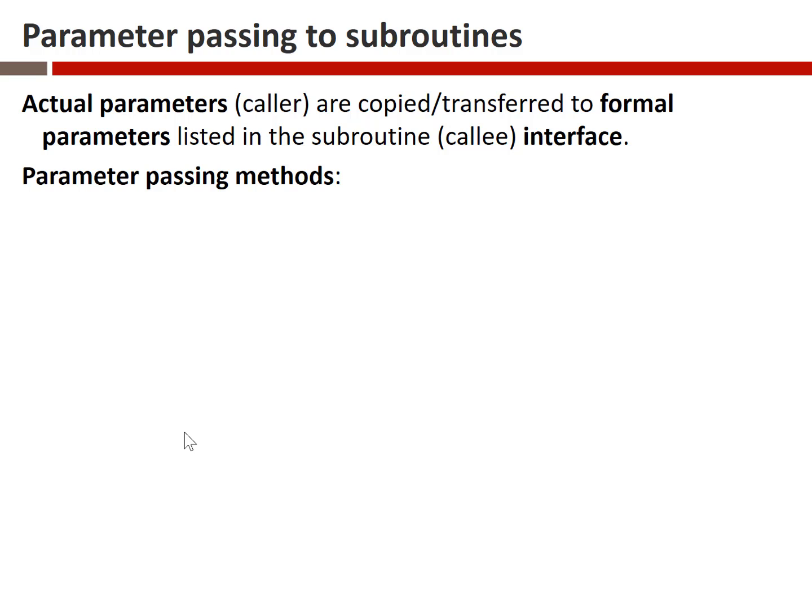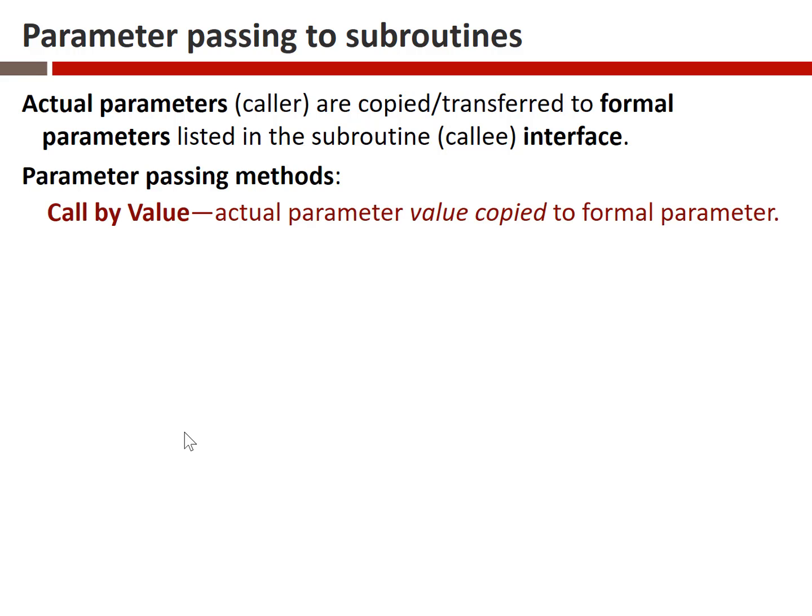Remember all of the things that we had to worry about with parameter passing for methods. We had importing, we had exporting, we had returning, we had changing, we had pass by value. We don't have that degree of complexity here, but we do have a subset of that. We have call by value, which we talked about before.